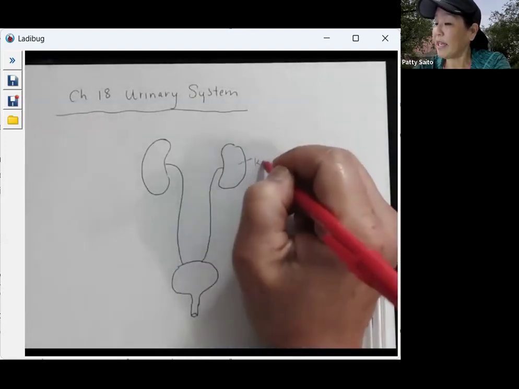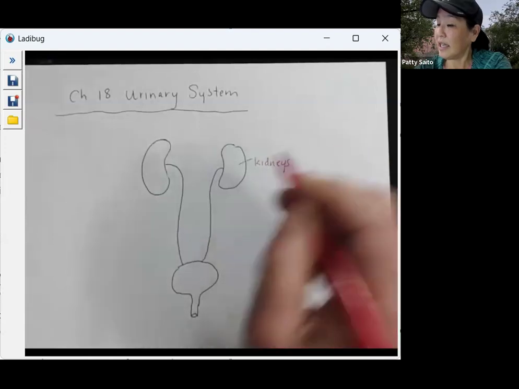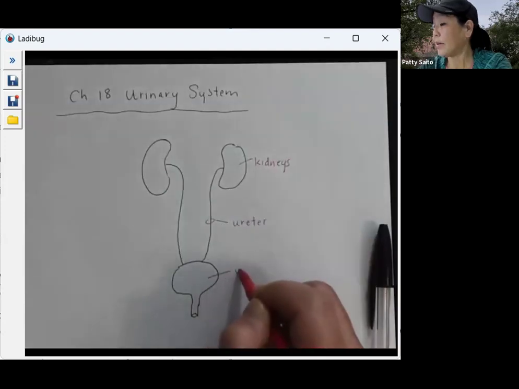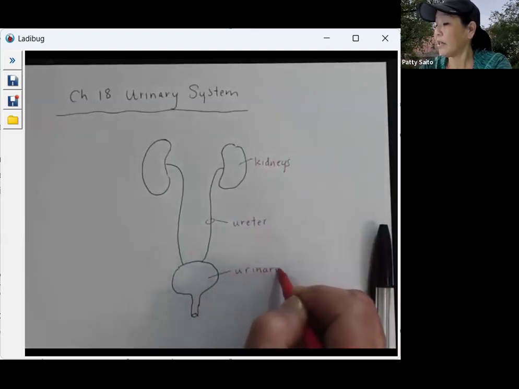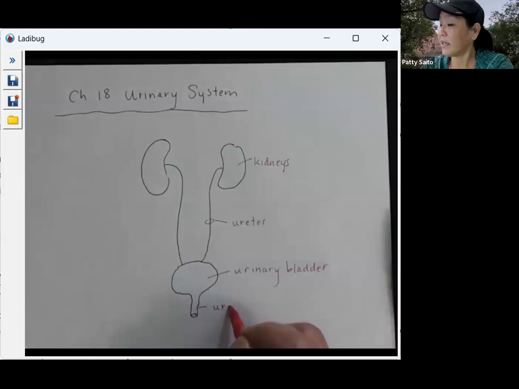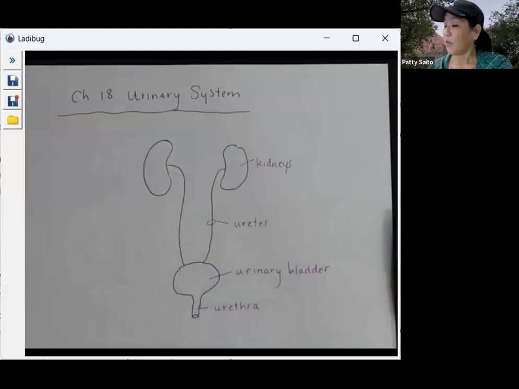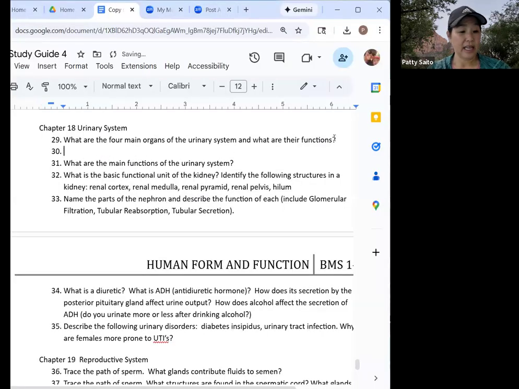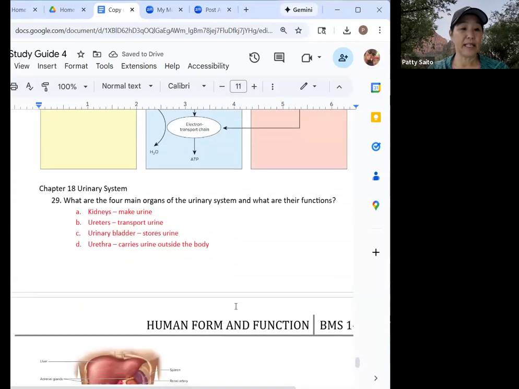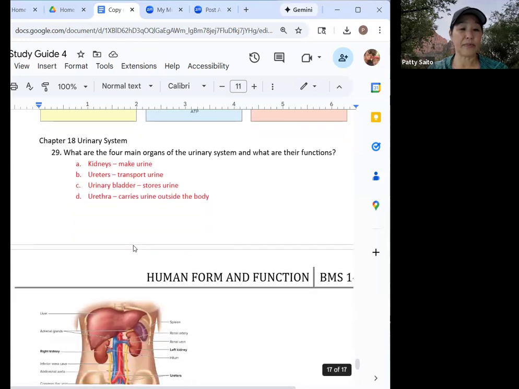There it is. So we have kidneys, we have the ureter, the urinary bladder, and then the urethra, or urine will make its way to the outside world. Okay, let's go back to our study guide and put that in here. Okay, so kidneys, ureter, urinary bladder, and urethra.